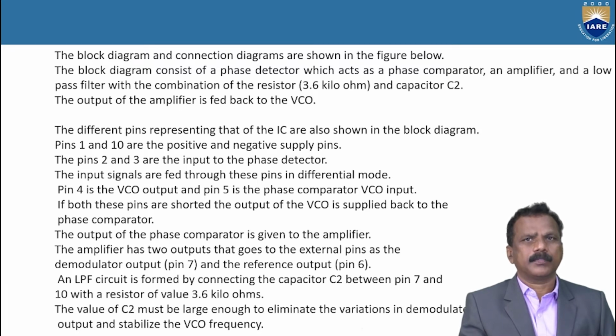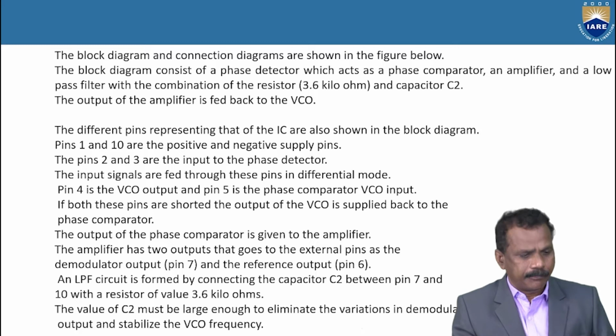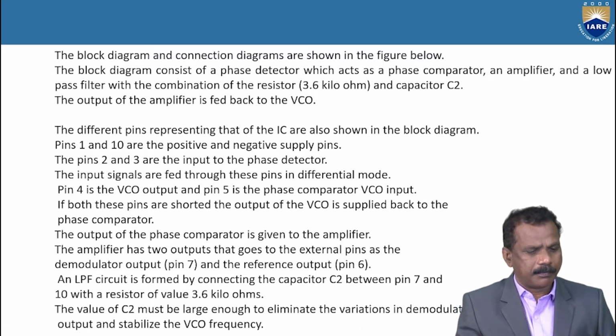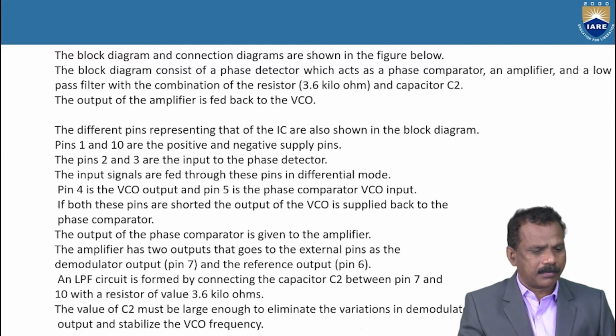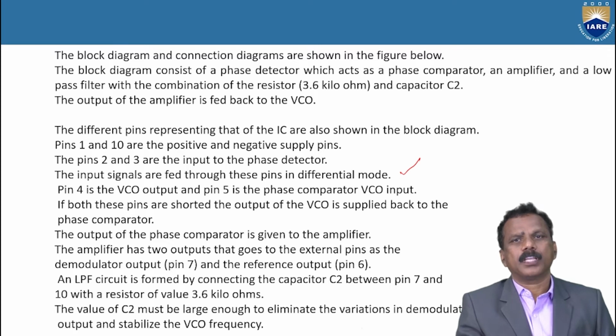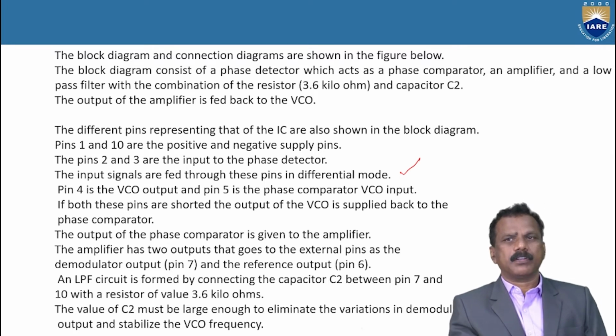Pin number 1 and 10 are the positive and the negative supply pins. Pins 2 and 3 are the input to the phase detector. The input signals are fed to these pins in different modes. Pin number 4 is the VCO output and pin 5 is the phase comparator DC input. With both these pins shorted, the output of the VCO is supplied back to the phase comparator.